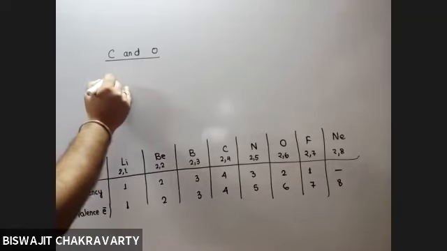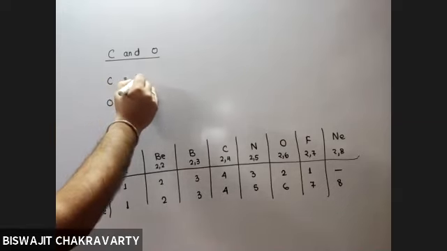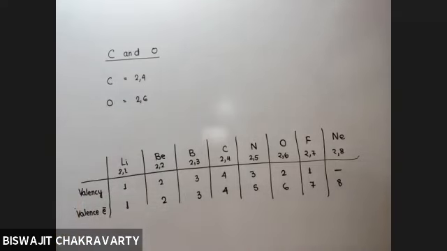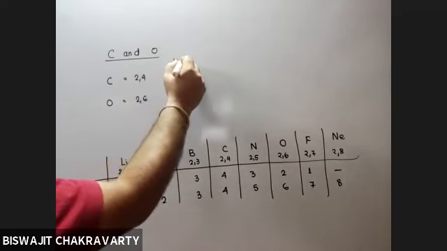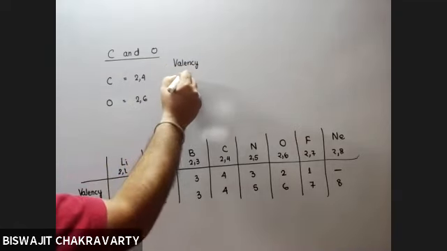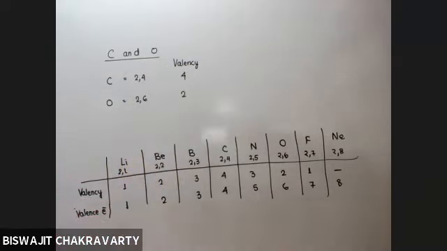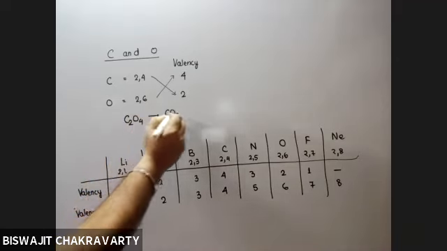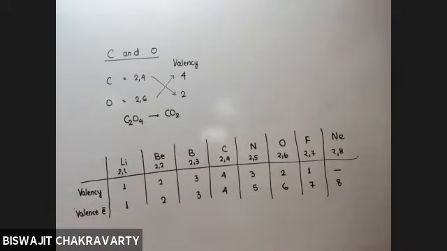So what will I do? I'll write carbon and oxygen. Carbon is 2, 4. Oxygen is 2, 6. And then I'll put the valency. It is 4, this is 2, isn't it? Yes, sir. Okay. After that, in order to calculate their binary compound, I will cross multiply with their valencies. So it will come out to be C2O4, which can be simplified to give CO2. Clear? Yes, sir.